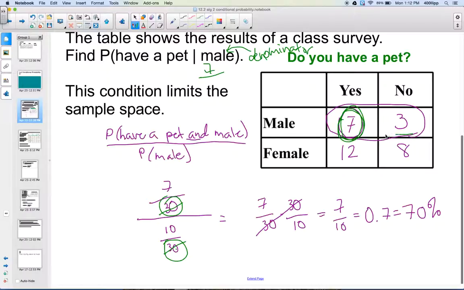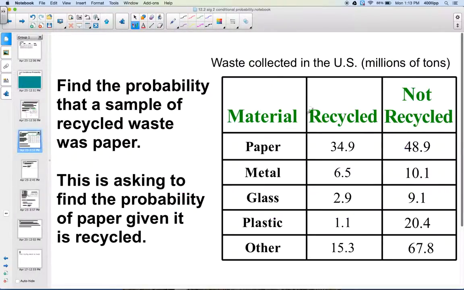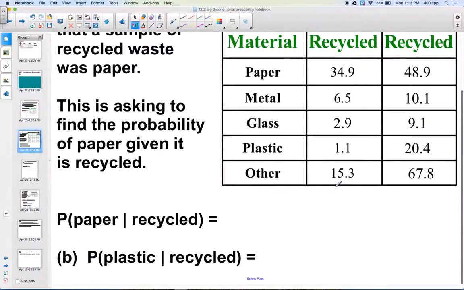Okay, so then we count how many males took the survey. 7 plus 3 is 10, which is 70%, the same as we had earlier. So that's the faster way to do this. You can do it this way as long as you understand how to do it the longer way with the probabilities. Moving on.